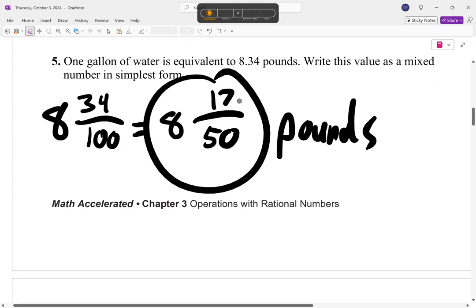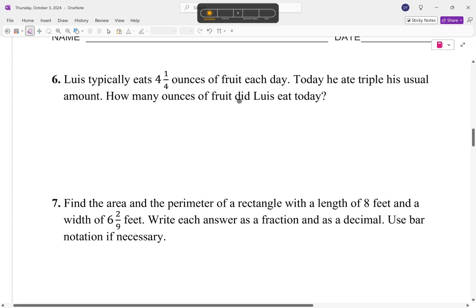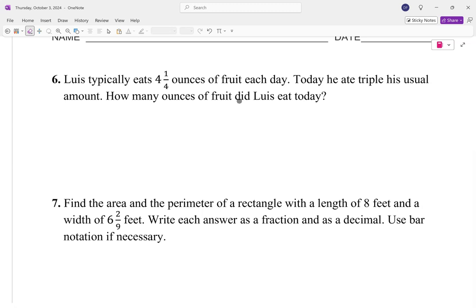Alright, moving on. Am I going too fast? Clap, clap, clap, clap. Okay. Luis typically eats 4 1/4 ounces of fruit. Good for Luis. Yay. Clap, clap, clap. Luis or Louise? I think one of those. Yeah, it's one of those. And if it had an E, it would be Louise.